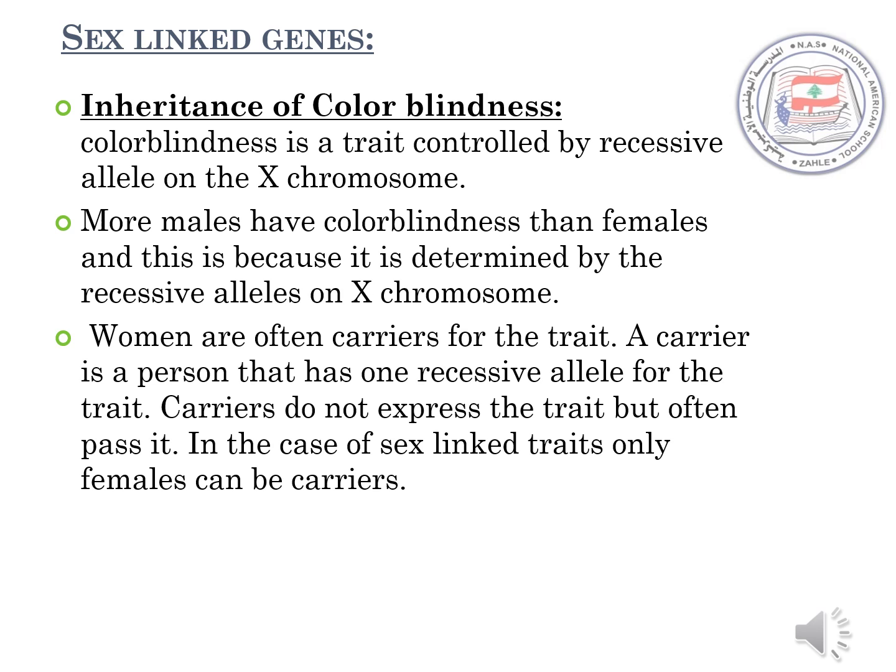Color blindness is a trait controlled by the recessive allele on the X chromosome. More males have color blindness than females, and this is because it is determined by the recessive allele on the X chromosome. Women are often carriers for the trait. A carrier is a person that has one recessive allele for the trait. Carriers do not express the trait but often pass it on. In the case of sex-linked traits, only females can be carriers.